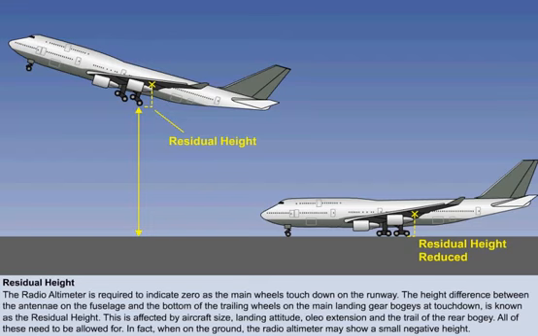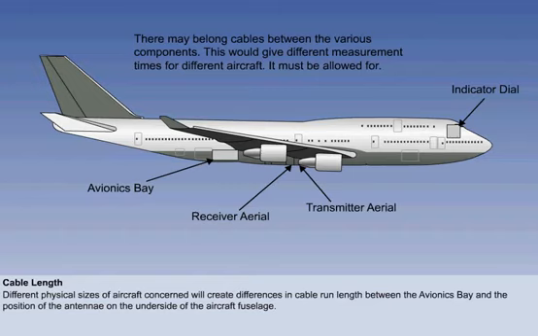In addition, the different physical sizes of the aircraft concerned will create differences in cable run length between the avionics bay and the position of the antennae on the underside of the aircraft fuselage. In larger aircraft, this distance may be up to 100 feet, or, in a smaller one, as little as 6 feet. If compensation for cable length is not applied, an error is generated.